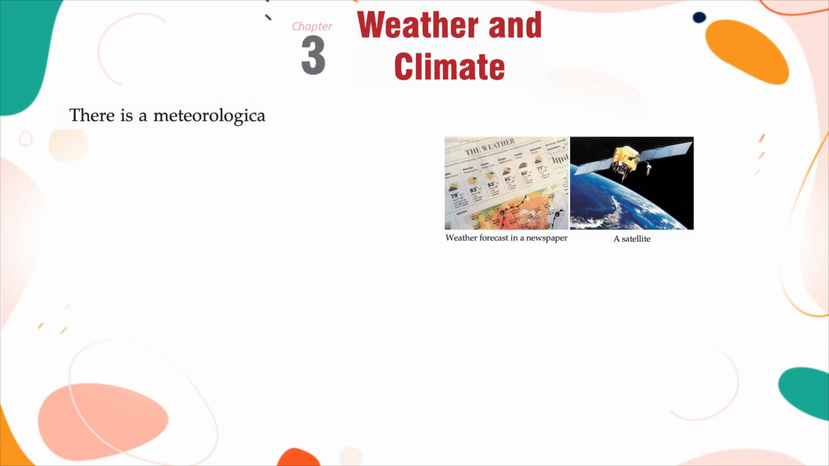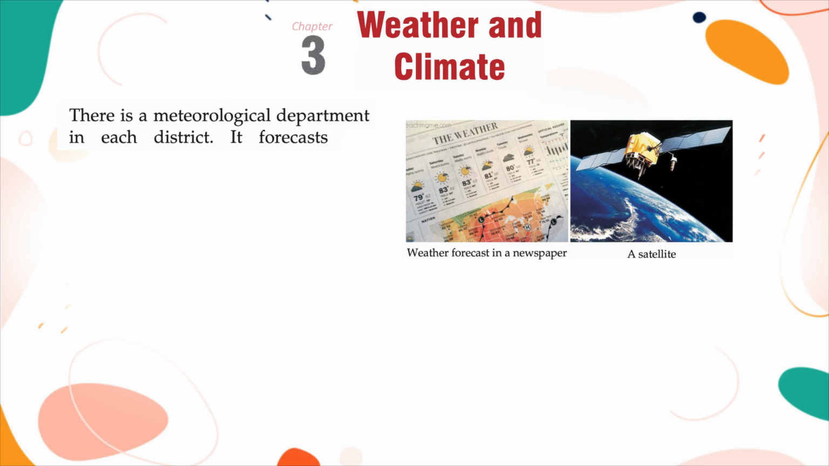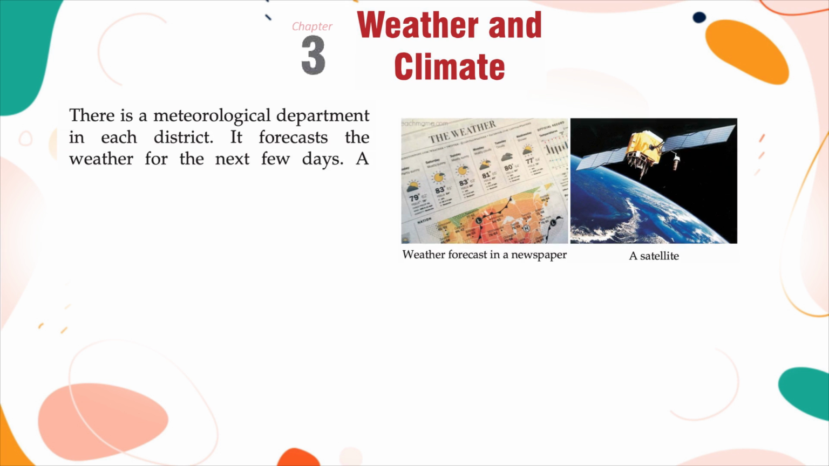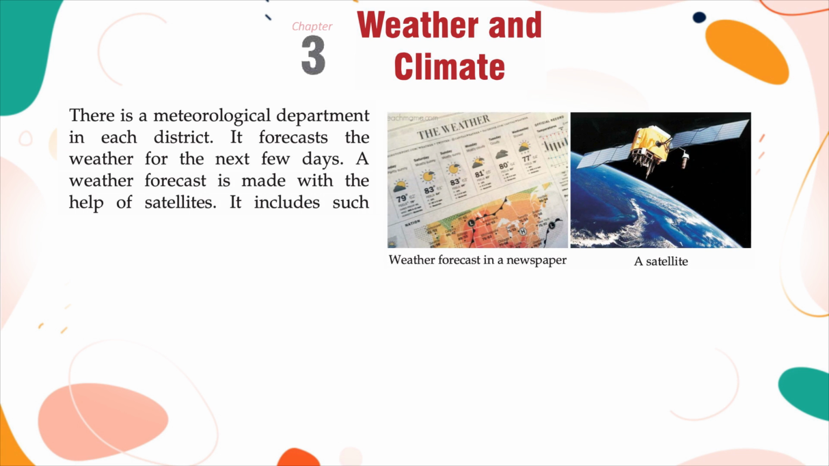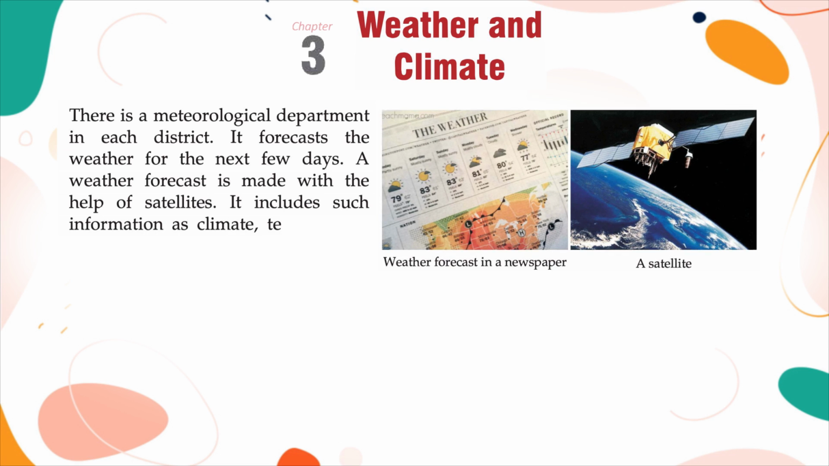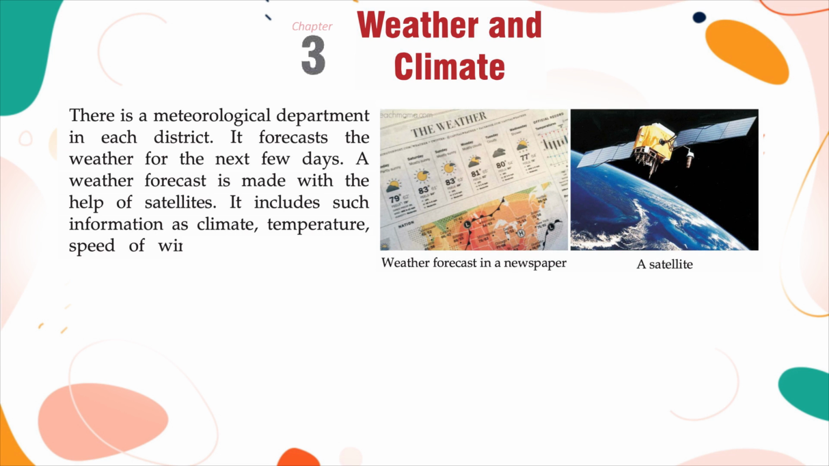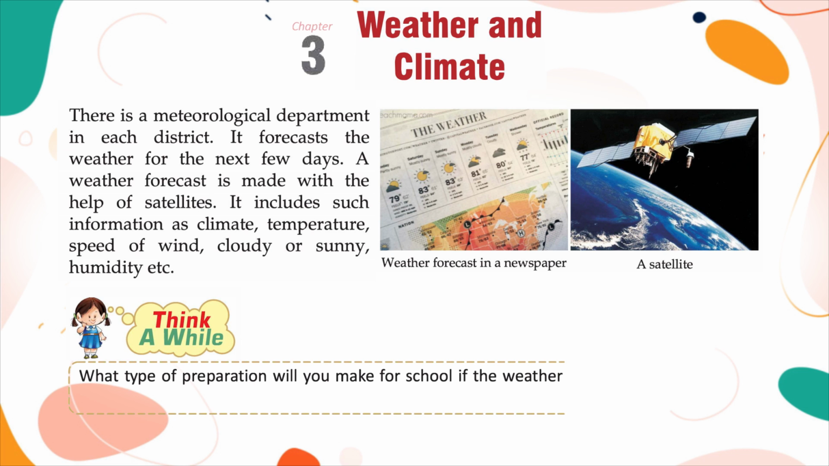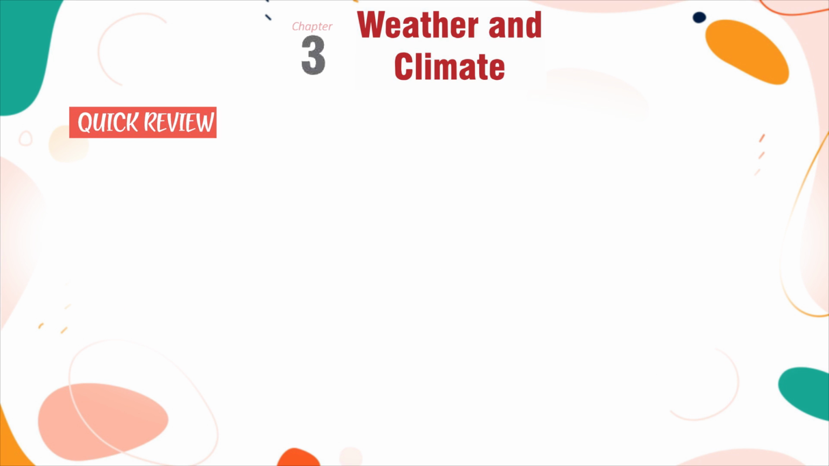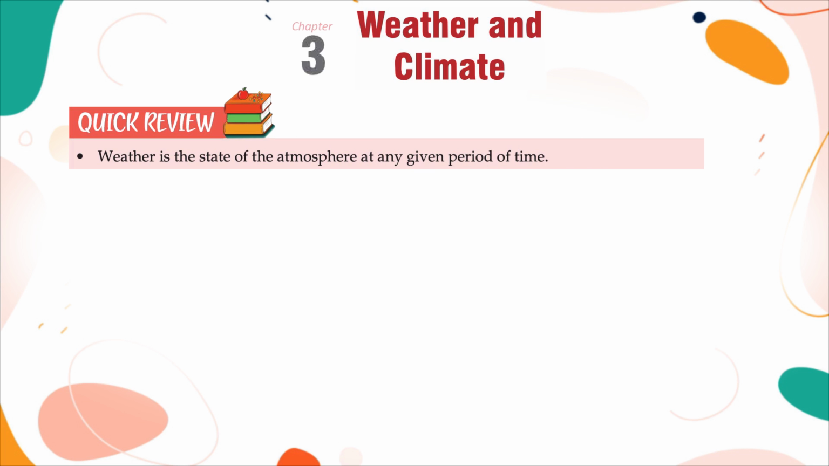There is a meteorological department in each district. It forecasts the weather for the next few days. A weather forecast is made with the help of satellites. It includes such information as climate, temperature, speed of wind, cloudy or sunny, humidity, etc. Think a while. What type of preparation will you make for school if the weather forecast has announced heavy rain today?